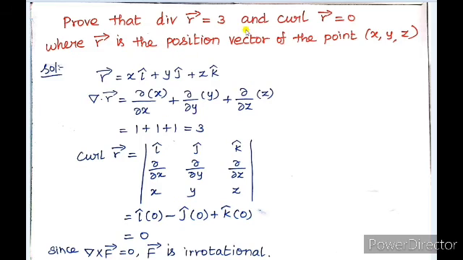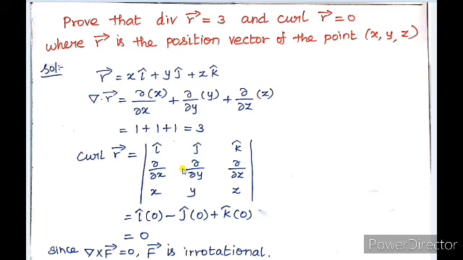Next we have to prove that curl of R vector is equal to 0. Curl means del cross F vector, here del cross R vector. Cross product means we must take the determinant with i cap, j cap, k cap, dou by dou x, dou by dou y, dou by dou z, and next the R vector components x, y, z. The coefficients of i cap, j cap, k cap are taken right here.